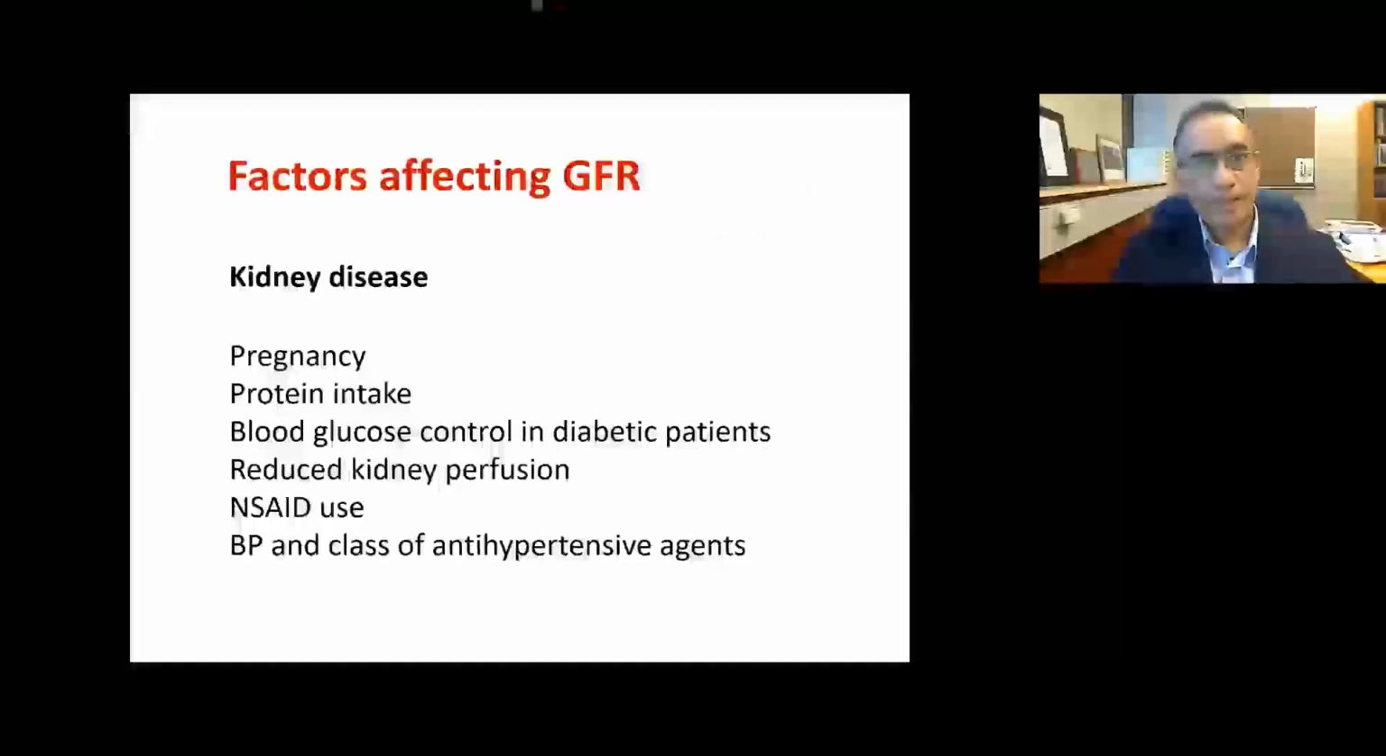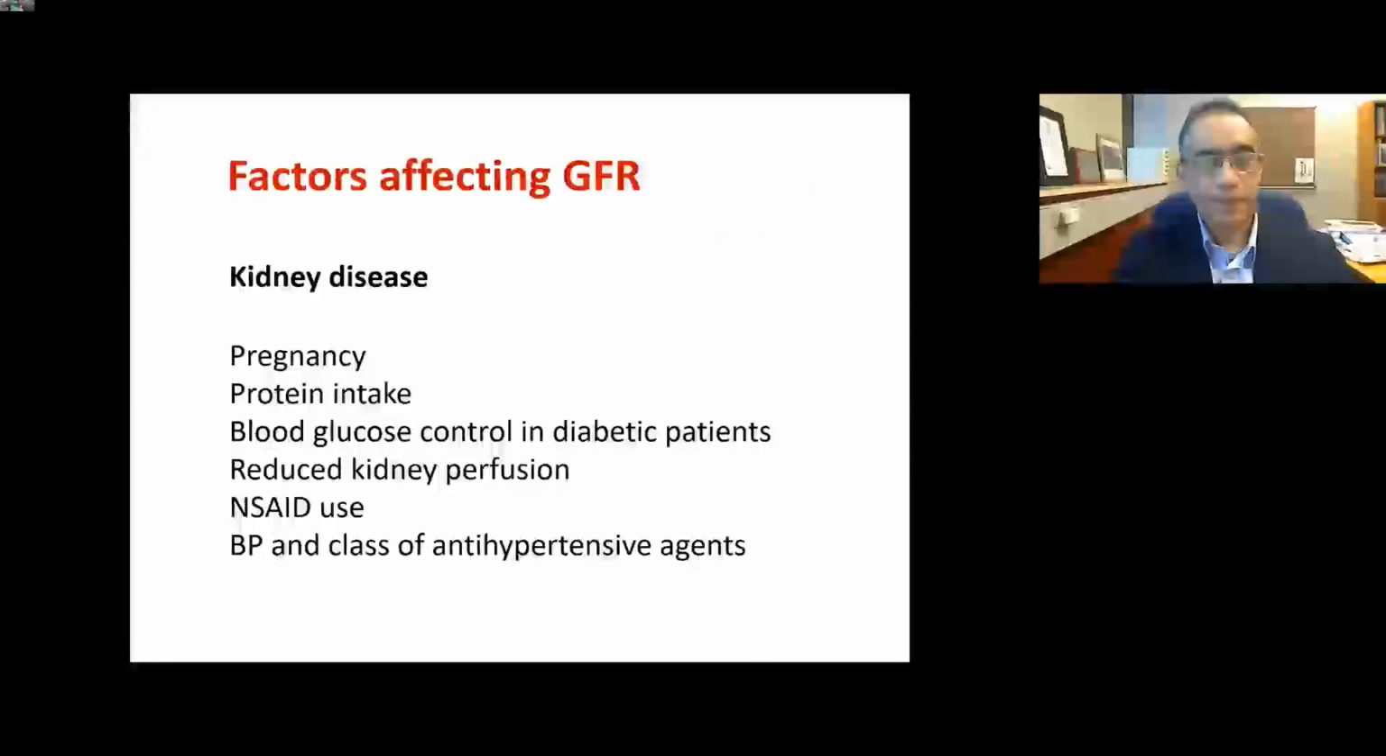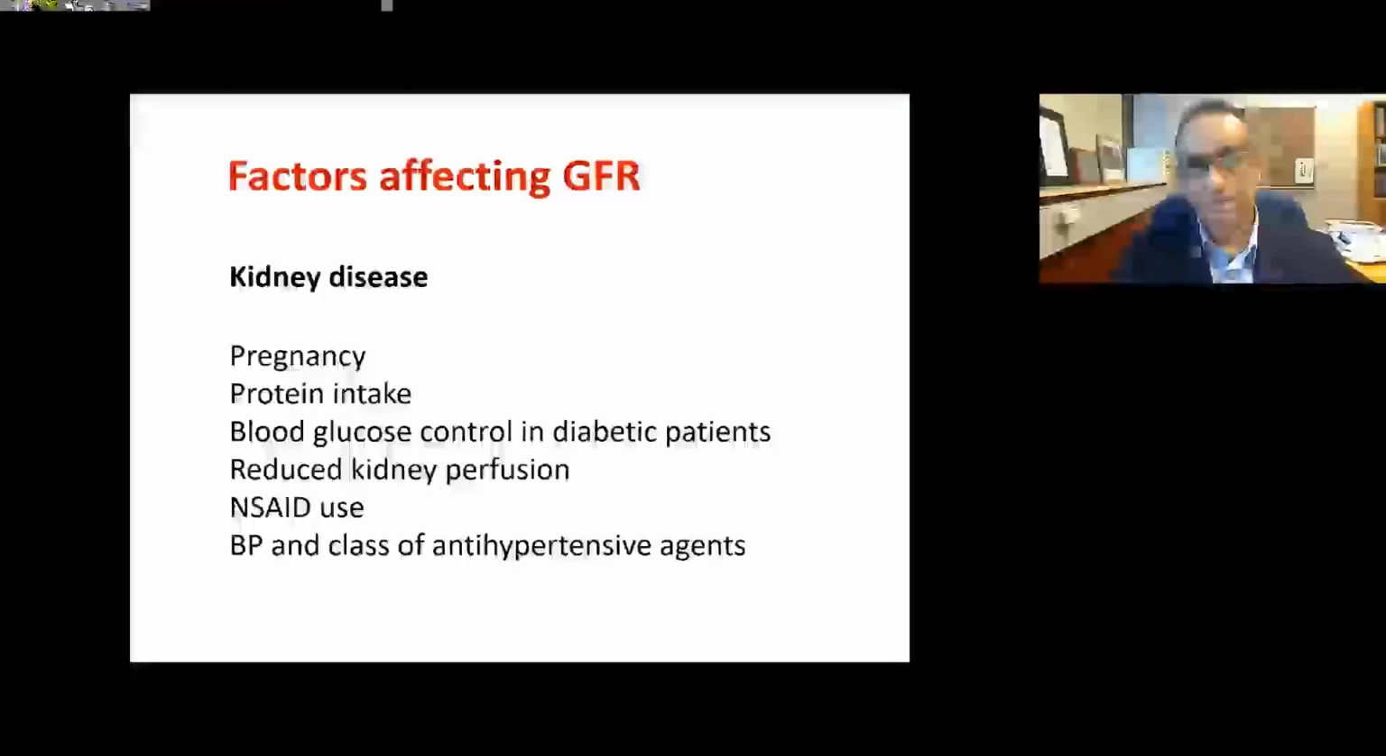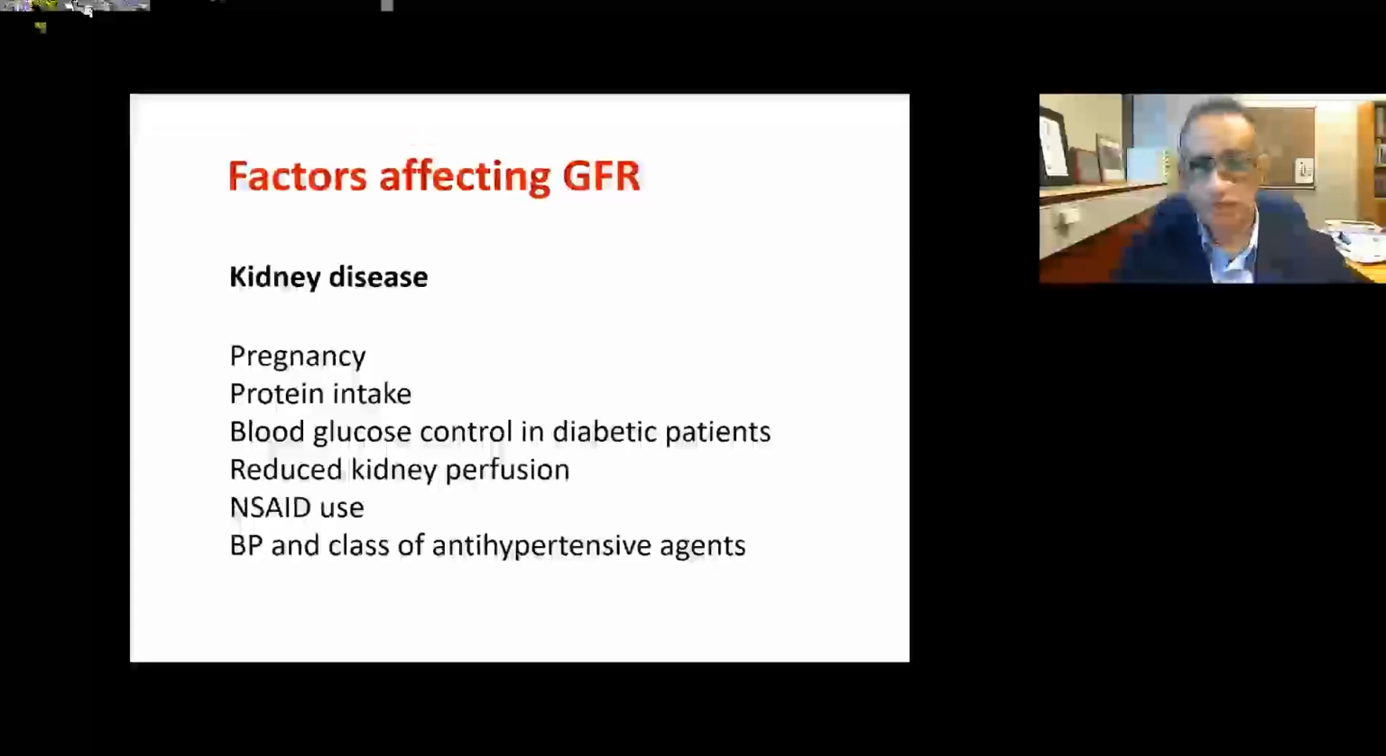There are factors other than kidney disease which can affect GFR. Pregnancy, protein loading, high blood sugars can all increase the GFR in the absence of any kidney disease. And then on the other hand, contracted ECF volumes will reduce kidney perfusion, non-steroidal use, and the use of ACE inhibitors can also lower the GFR.